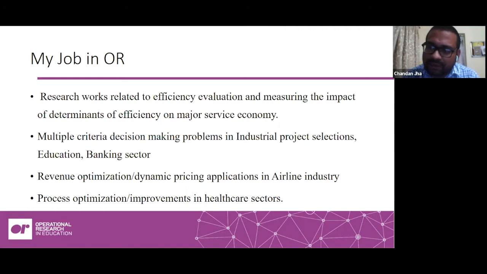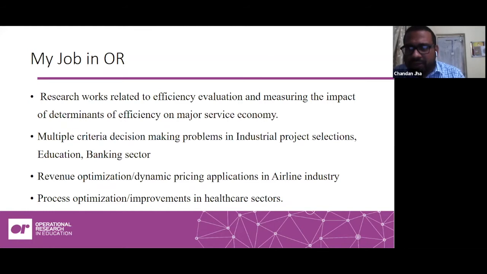So there are different MCDM techniques. For example, one technique is AHP, another technique is TOPSIS. While using AHP and TOPSIS, we can select the best feasible project for a particular sector, let's say the education sector or banking sector or maybe healthcare sector.